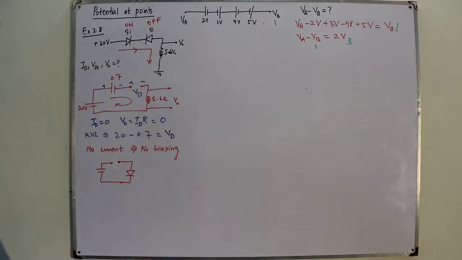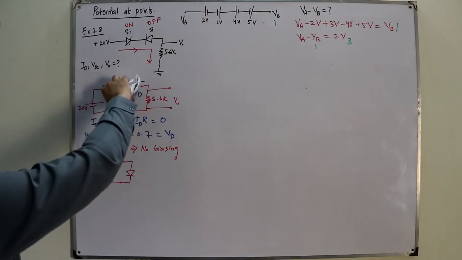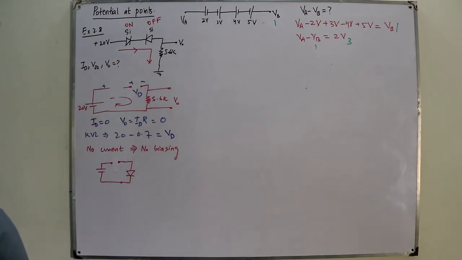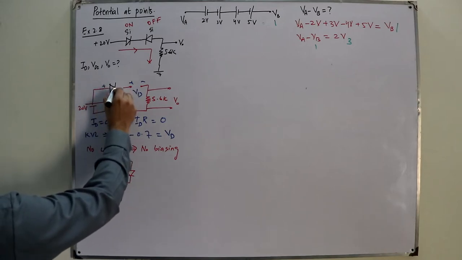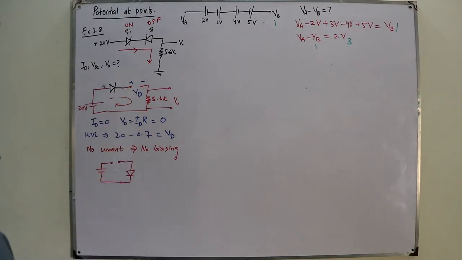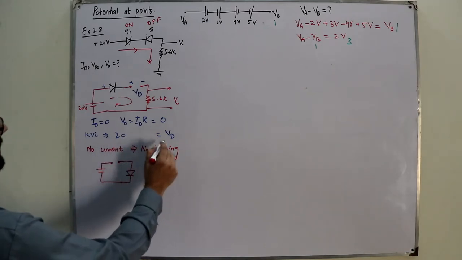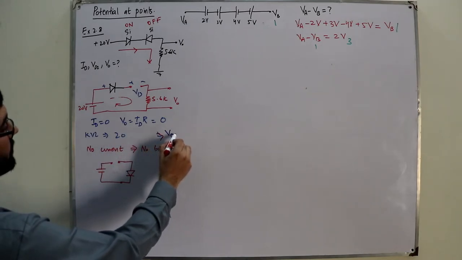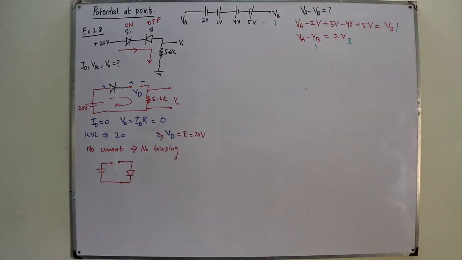And that is what the book says over here. So this diode has to be replaced by what? It has nothing to be replaced with; it has to remain as such. So if you apply KVL, you don't have a minus 0.7, you have your VD equal to E, which is equal to 20 volts. I hope that you have understood the point.